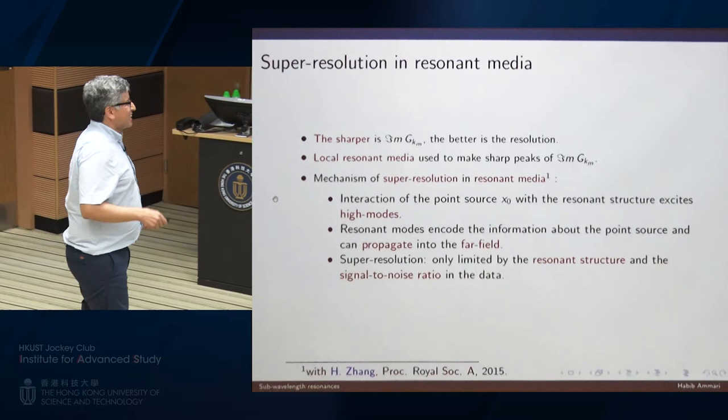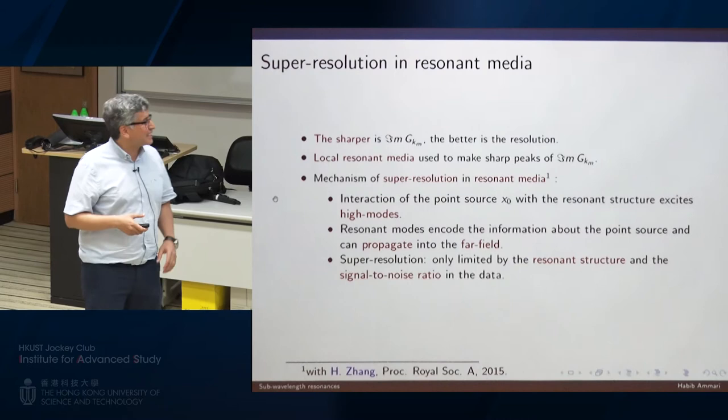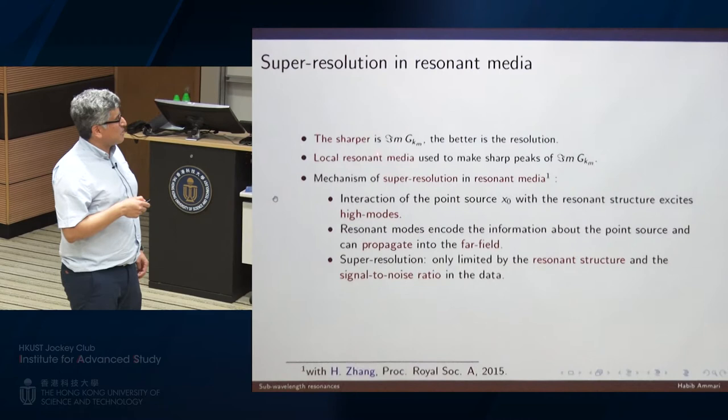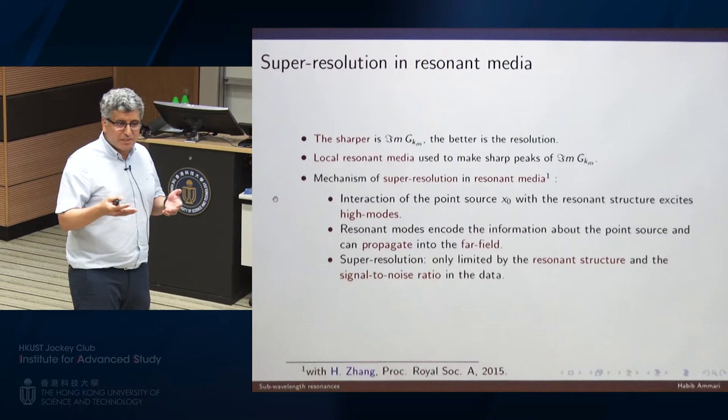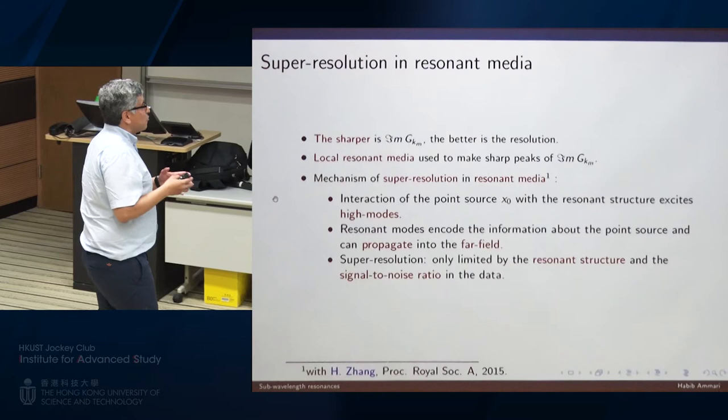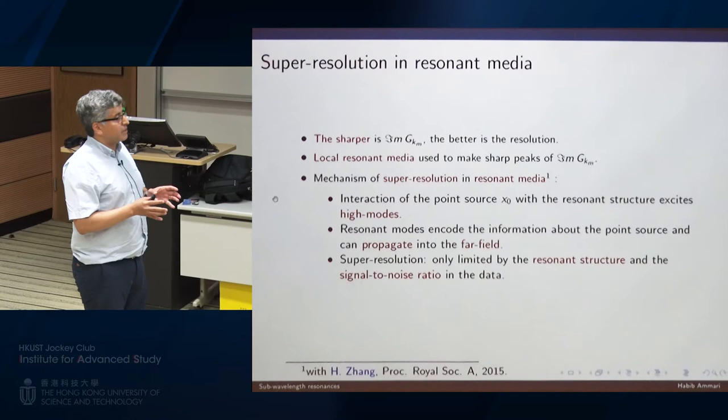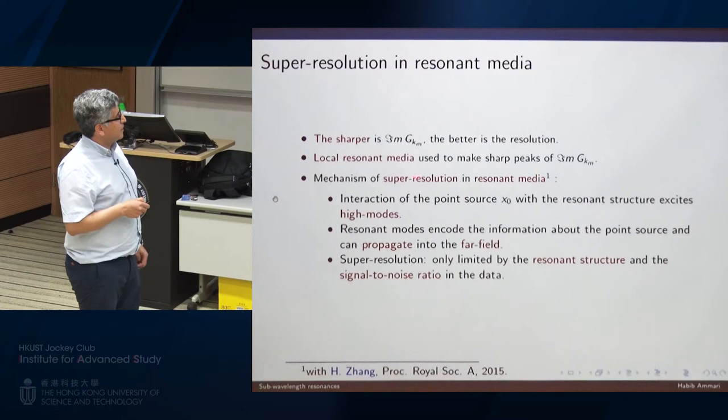Okay, so let me now start some mathematics. As I said, you have a Green function, and everything is related to the imaginary part of the Green function. The sharper the imaginary part of the Green function, the better the resolution. This is a consequence of the Kirchhoff-Helmholtz identity. And if you want this imaginary part to have sharp peaks, then a local resonant medium should be used. This is one of the mechanisms, and this is the mechanism we have been thinking about.